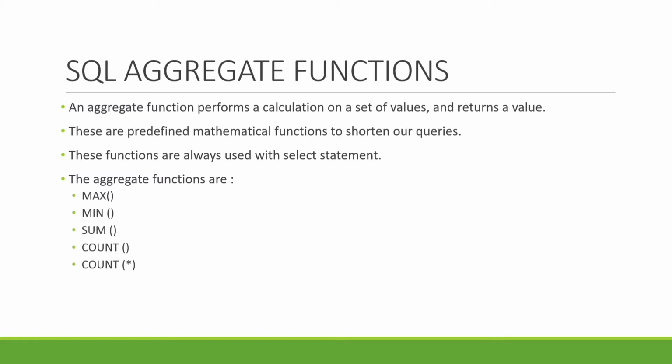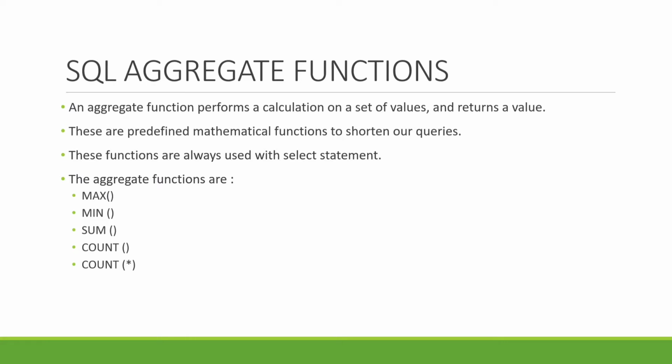An aggregate function is basically a mathematical function that is performed on a certain set of values, and it returns us a value; that is the main functionality of that particular aggregate function. Now suppose you have these five aggregate functions, that is max, min, sum, count and count star, right?